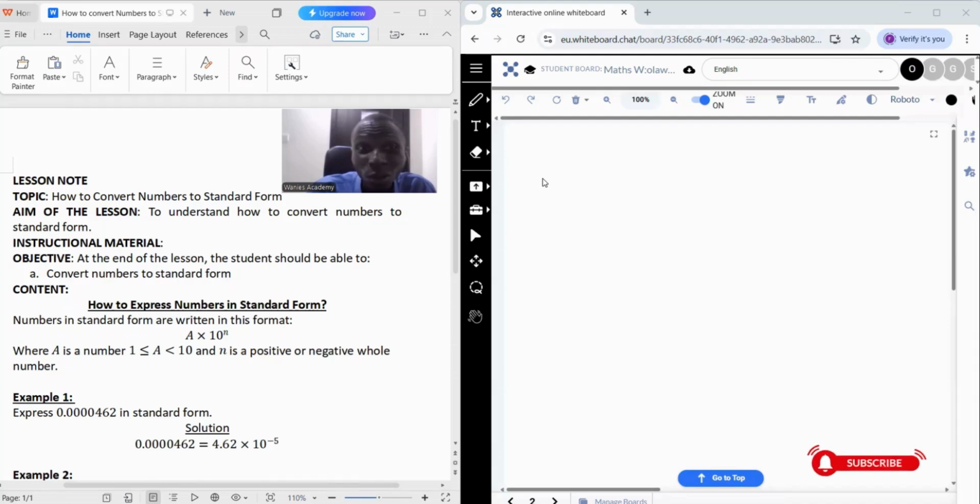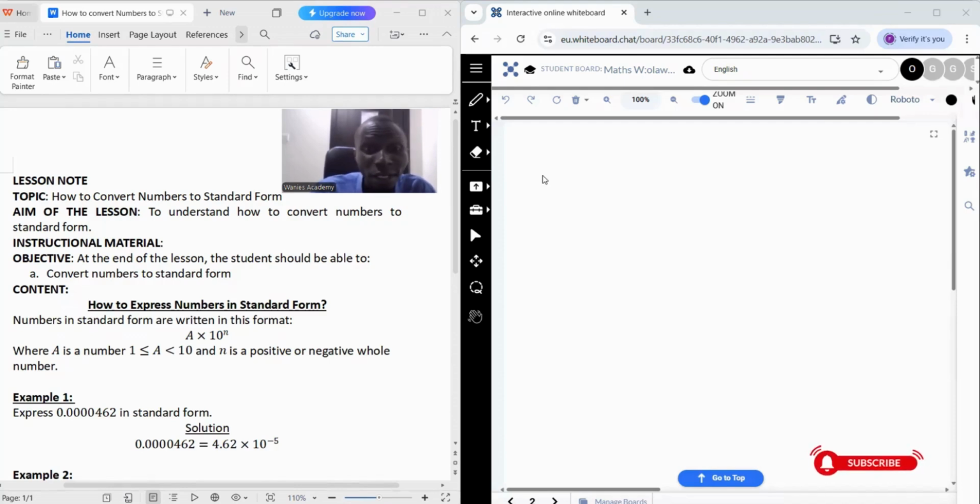In our first class today, we'll be looking at how to convert numbers to standard form. The aim of this lesson is to understand how to convert numbers to standard form. The objective is that at the end of this lesson, you'll be able to know how to convert numbers to standard form.